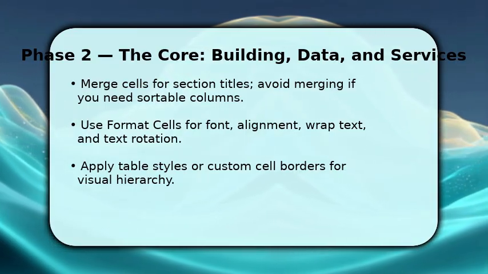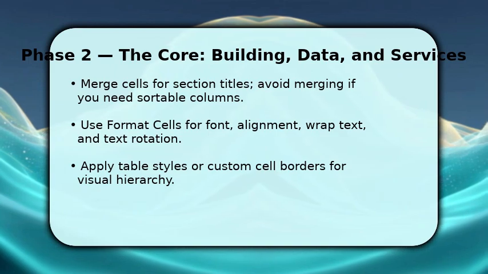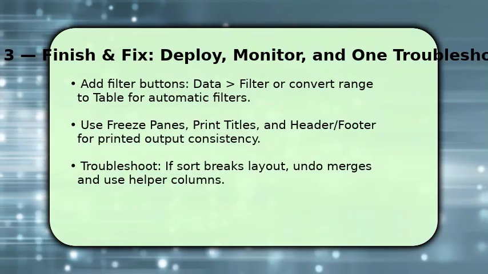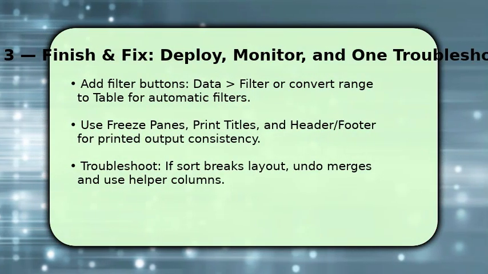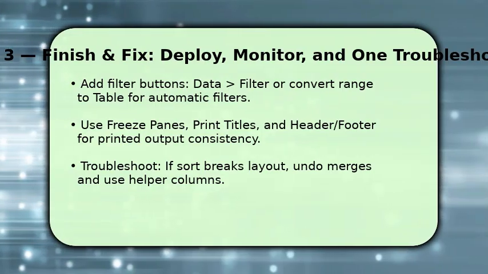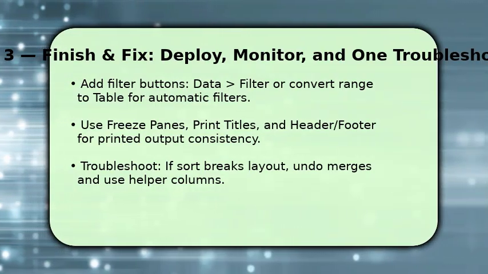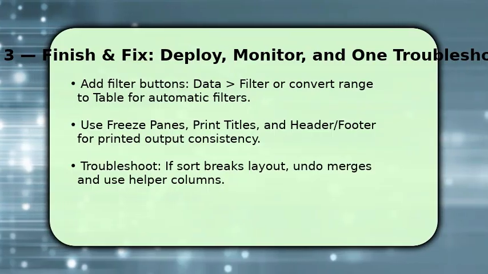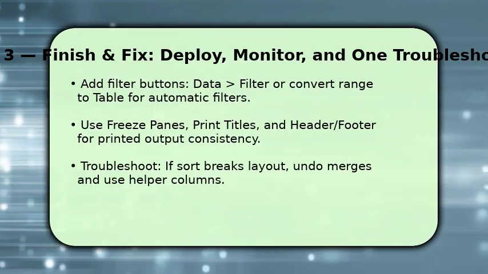Finish by adding functionality and checking output. This prevents surprises later. Add filters from the Data tab or convert the range into a table so filter arrows appear. This also helps with structured references. For printing, set print titles to repeat header rows and check page breaks.